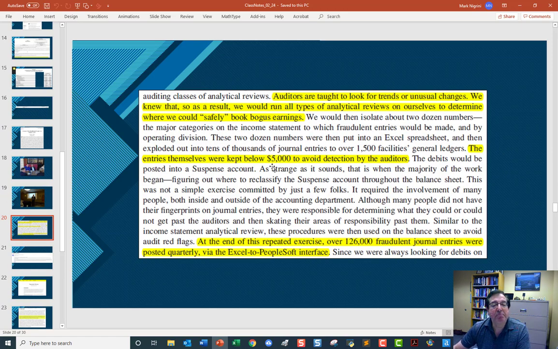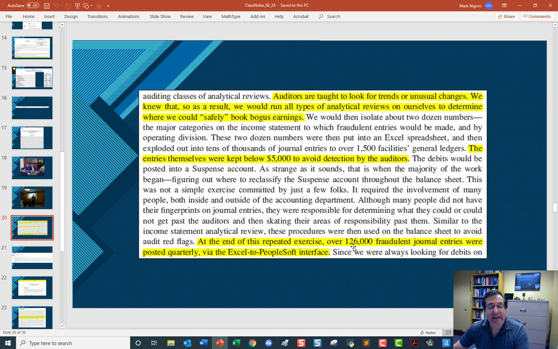The entries were kept below 5,000 to avoid detection by the auditors. They knew that because they would hire the auditors to come work for them after the auditors had been on the HealthSouth audit, and that's how they found out what the auditors' thresholds were.